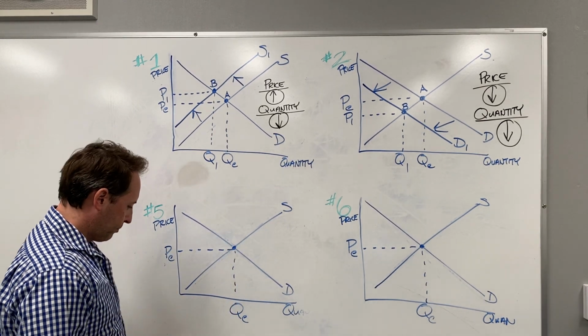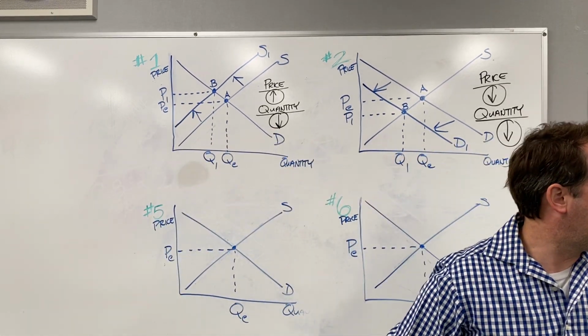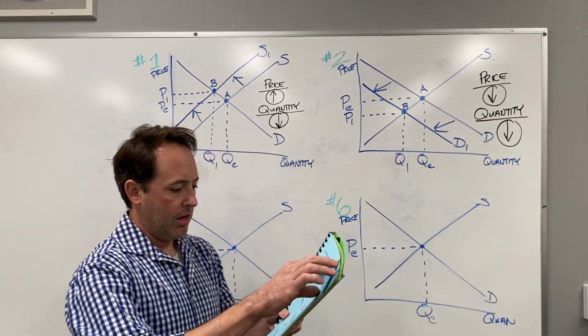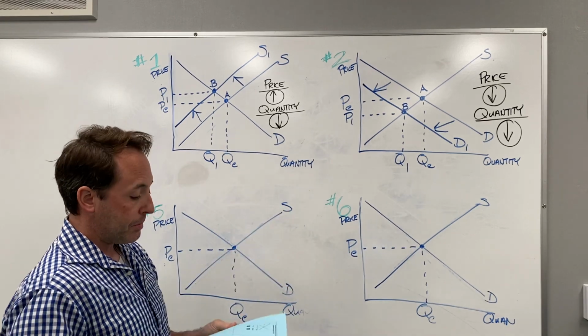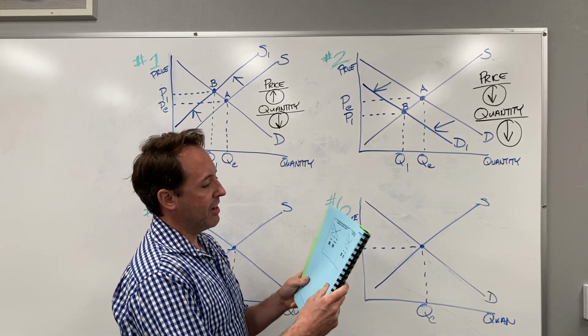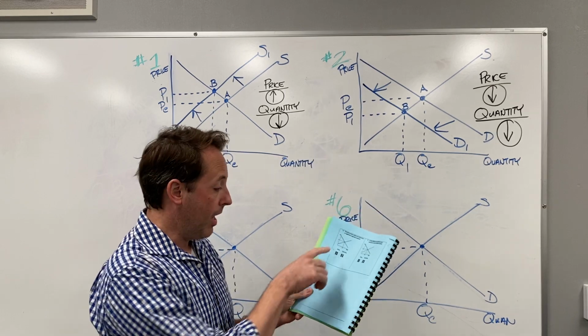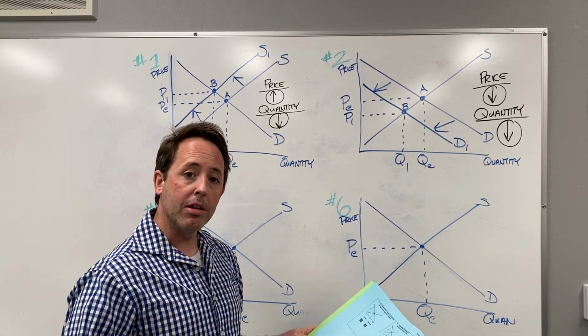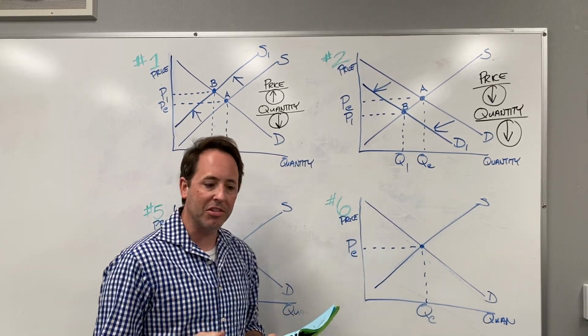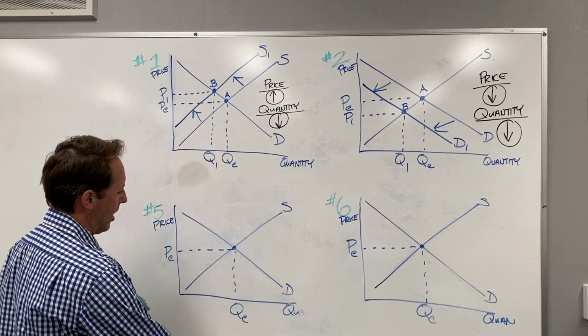Okay, so let's see what number 5 says. Number 5 is the government places an excise tax on cigarettes, and in parentheses says cigarette market. So government's placing a tax on cigarettes. What is this going to do to the cigarette market?